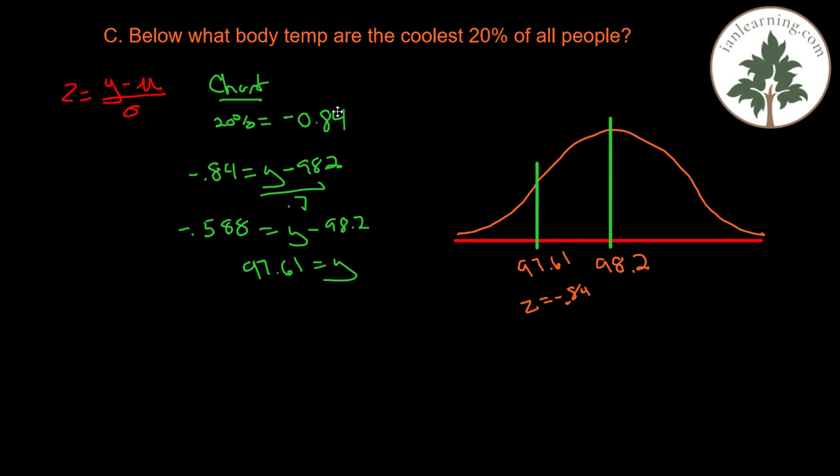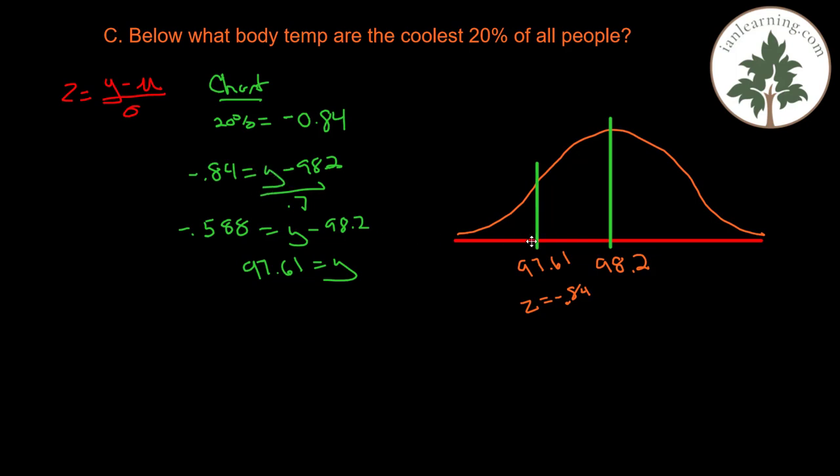So we're just going to plug this z-score into our z-score formula for z, multiply each side by 0.7 because we're solving for y, which is our particular data point. Okay, so 0.7 times negative 0.84 is negative 0.588. Going to add 98.2 to both sides. So 97.61 equals y. That's our individual data point.